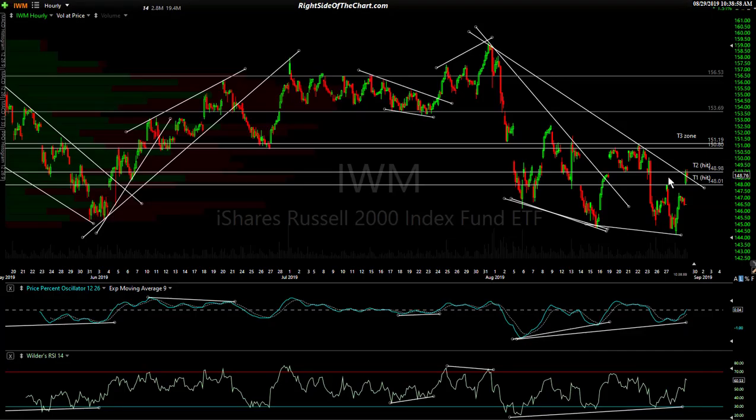Okay, and IWM, I gave you guys 3 targets yesterday. Both T1 and T2 were hit today on the gap up. Based on the analysis I'm telling you on SPY and QQQ, and there's a point I want to get to on the FANG stocks in a second, we're probably not going to see T3 hit.